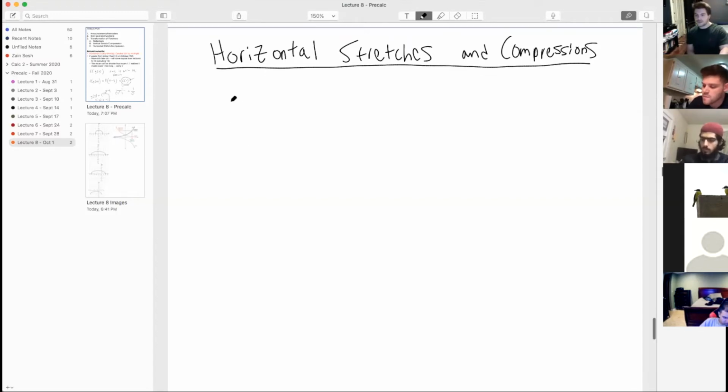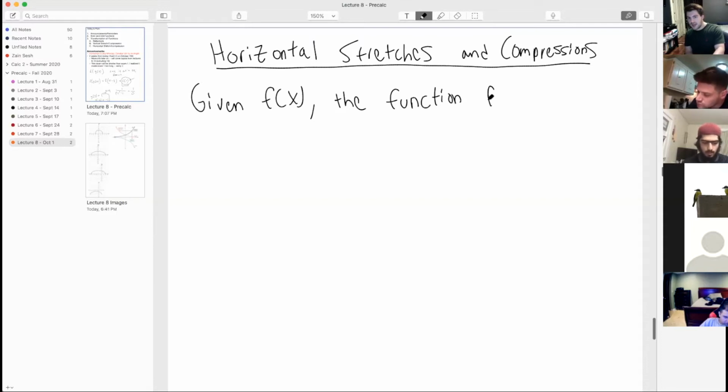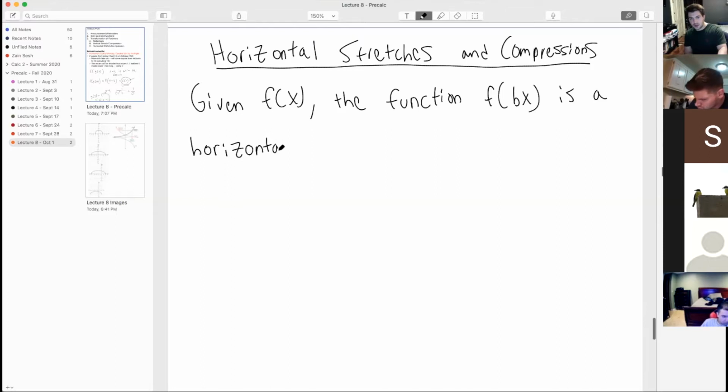All right, so how do we do this? So again, given f of x, the new function, f of bx, you multiply the input by b, is a horizontal stretch or compression of f of x. Okay.